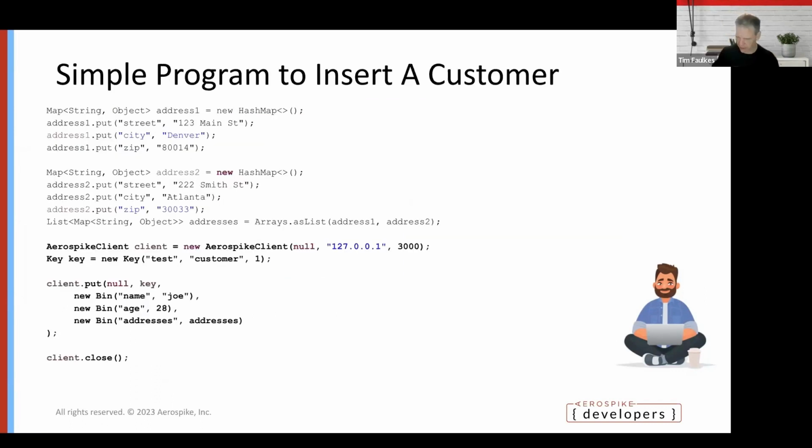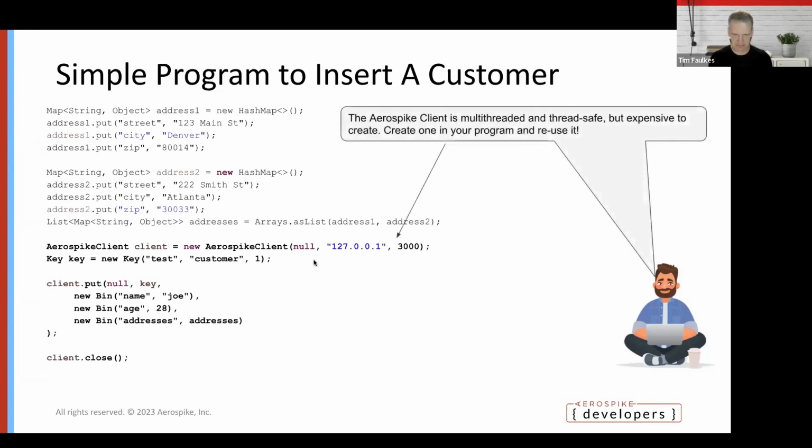All right, so we now know what a data model is. Let's go and insert some data. First thing we need to do is go and create that data. So I've got 2 addresses. I go and create them and I put them into a list. So I've got a list of my 2 addresses. I establish my connection to the client, to the cluster. Now, this is a thread-safe connection. I can have 100 different threads, and they can all use the same client. I only need to connect once.